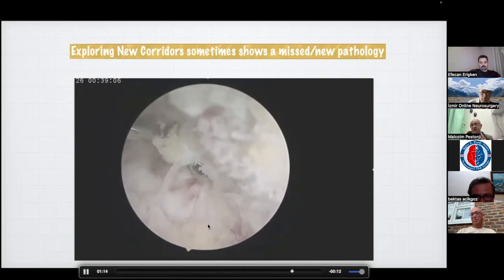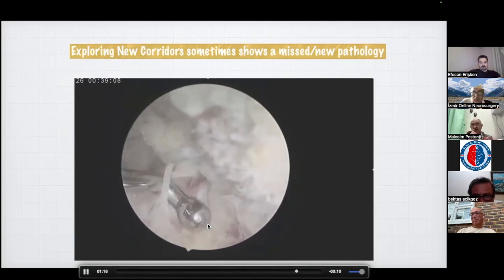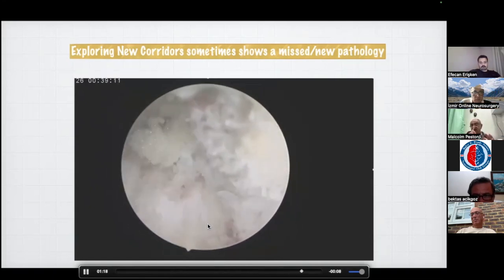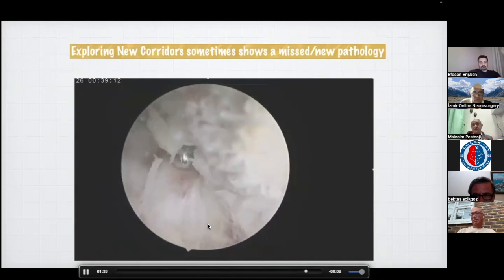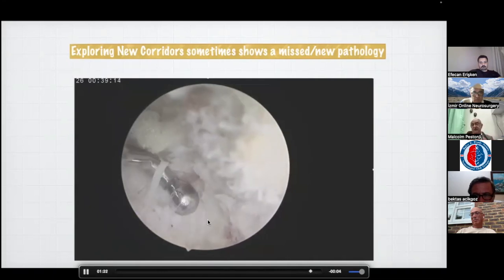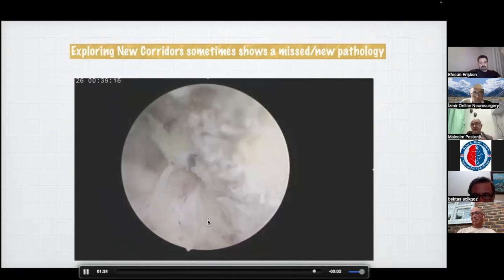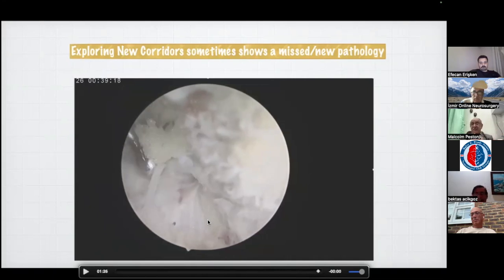So what was her problem? A huge white calcified corporotransverse ligament crushing the nerve root. Fibrosis of the nerve root axilla going and literally gripping the S1 pedicle. Freeing all this, freed her of her pain. So sometimes you need to explore new corridors. It shows you something that was missed or maybe a new pathology.